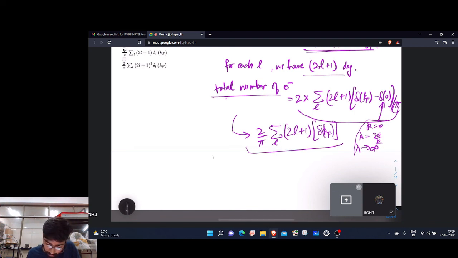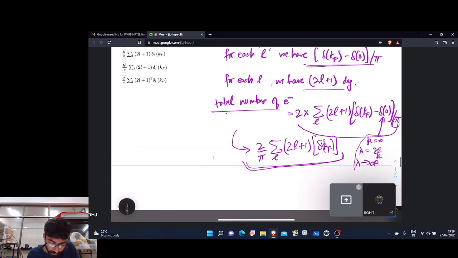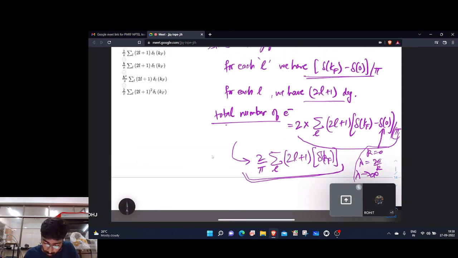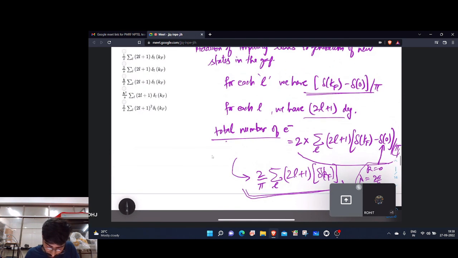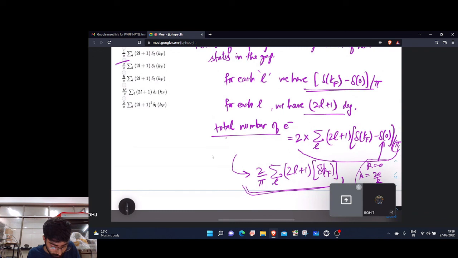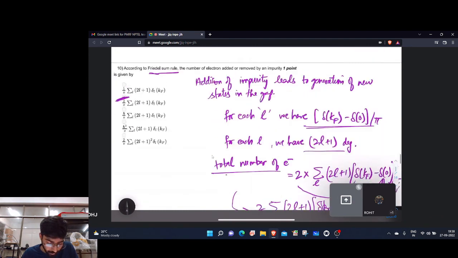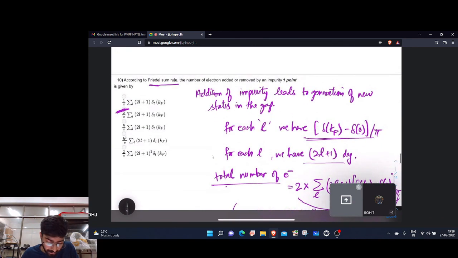So this total number of electrons is nothing but the Friedel sum rule. So the correct option would be 2 by pi summation L 2L plus 1 delta L of kf. The correct option would be B. And in this way we have completed the solution for the assignment 8 for week 8.